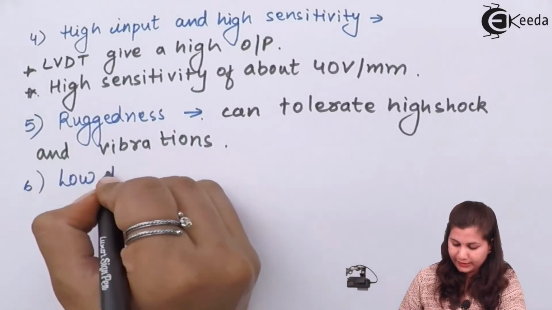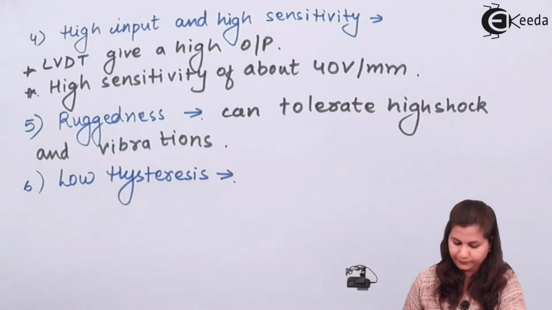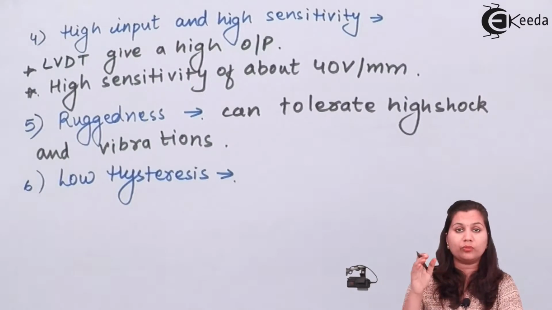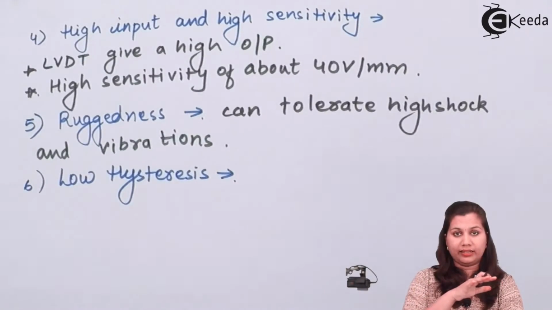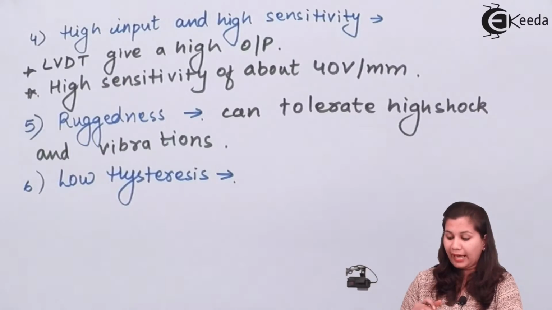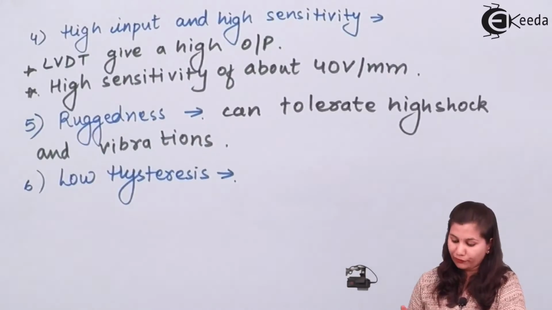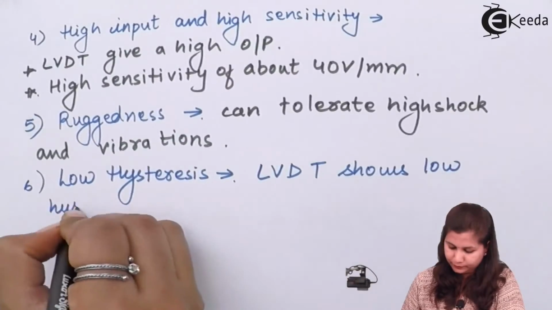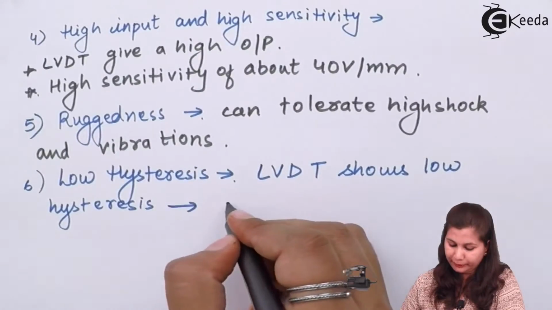Next is low hysteresis. Hysteresis is the effect that when we are increasing the input values, we get an output. Now, when we are decreasing the input, we are not getting the same output values. So that is a hysteresis effect. And the LVDT has a low hysteresis effect, so that is an advantage of the LVDT. And due to this low hysteresis, it has good repeatability.